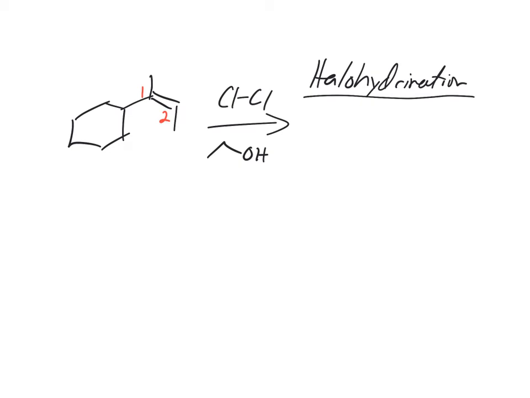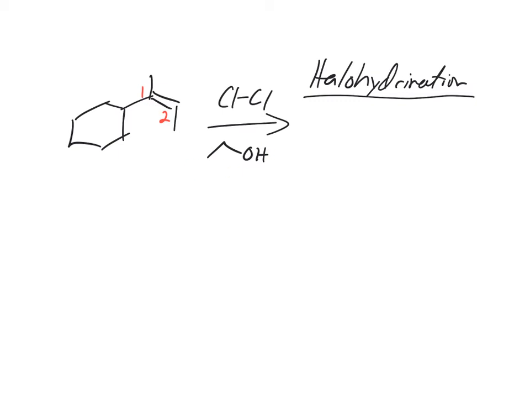We get a trans stereochemistry, right? So we should also know right off the bat that the solvent is going to end up on the more substituted carbon of the alkene. There are no rearrangements as well. So where would the more substituted carbon of the alkene be? Carbon 1 or carbon 2? Carbon 1. So we know that this should end up there.